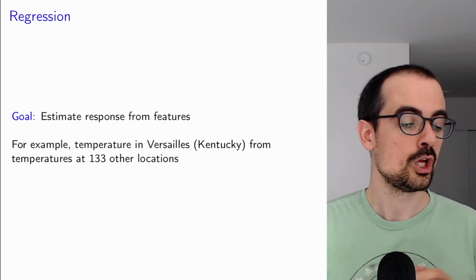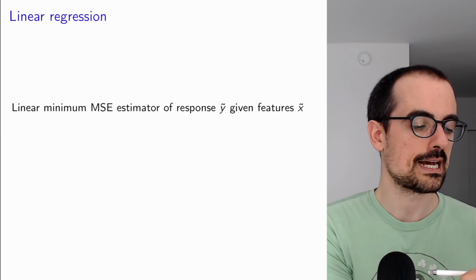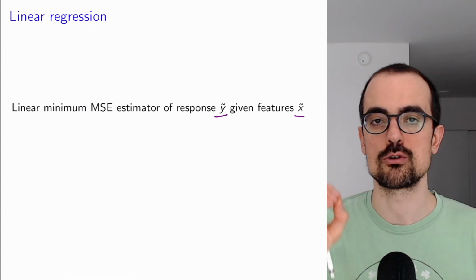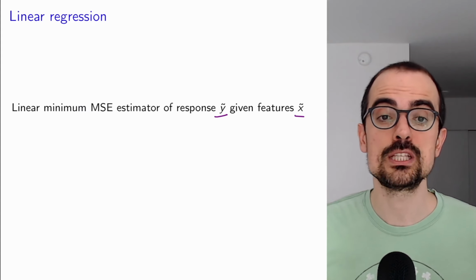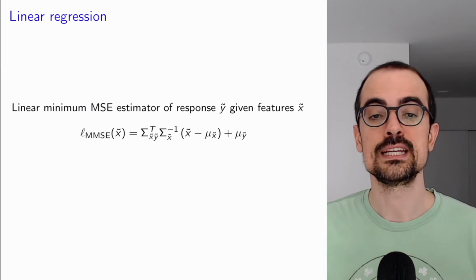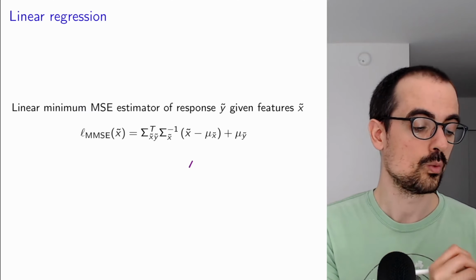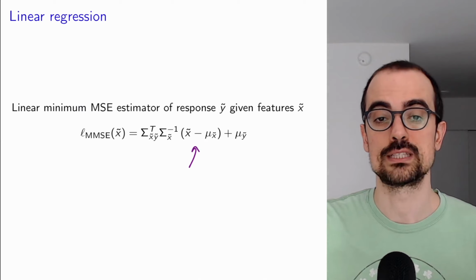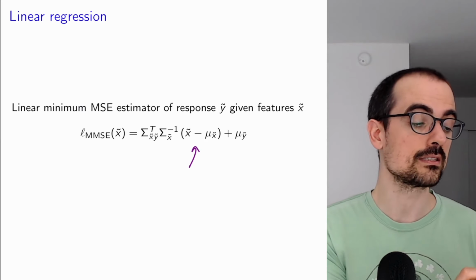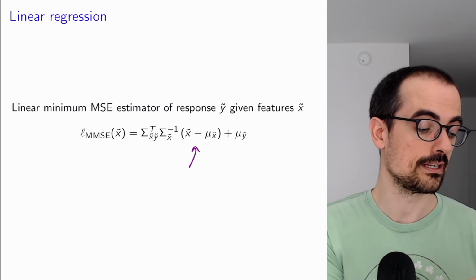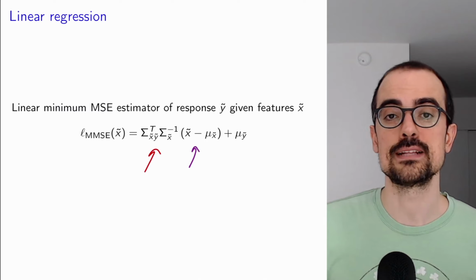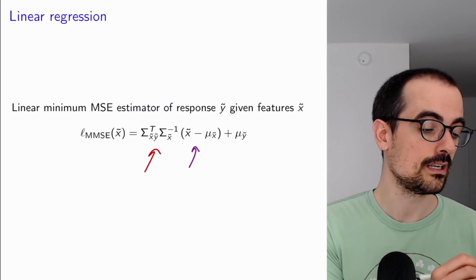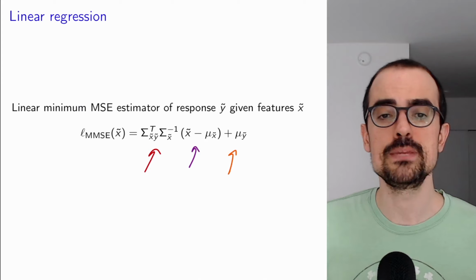When we model the response as a random variable y and the features as a random vector x, where each entry corresponds to a feature, then the optimal linear estimator of the response given the features has this form. We center, and we derived this in our video on linear minimum mean squared error estimation. What we do is we first center the features, removing their mean, then we take an inner product with a vector of coefficients that depends on the covariance matrix of the features and the cross covariance between the features and the response. And finally, we add the mean of the response.